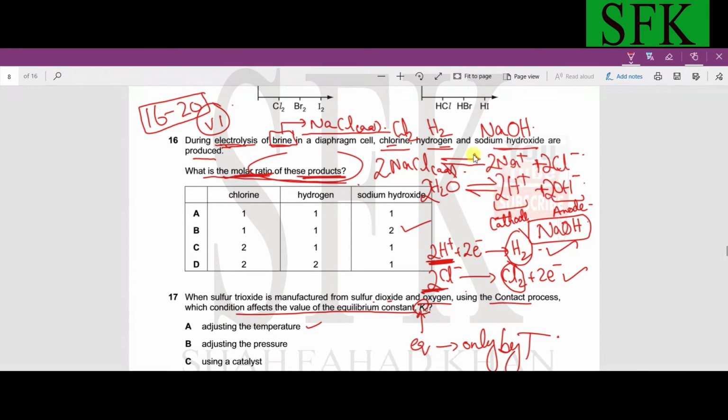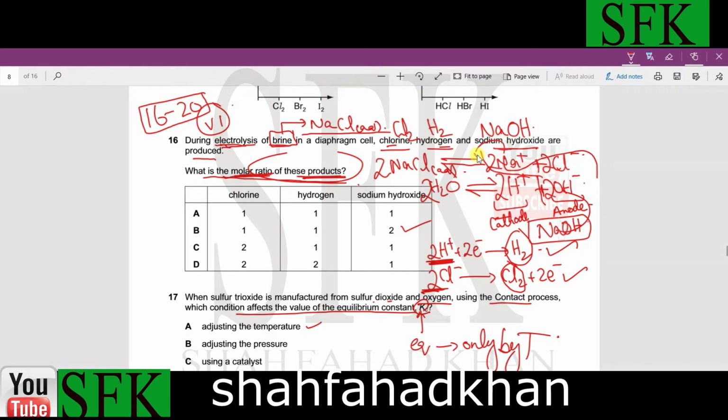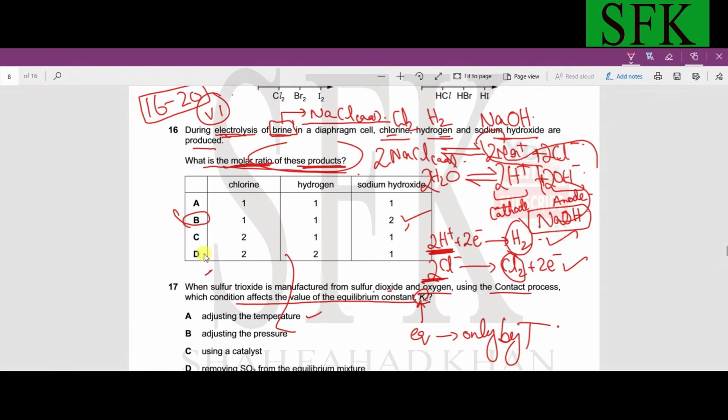So this means we are getting 2 moles of NaOH solution. 2 moles of NaOH are being produced in addition to 1 mole of hydrogen gas and 1 mole of chlorine gas. So 1 mole of hydrogen, 1 mole of chlorine, and 2 moles of NaOH. So B is the correct answer. Now let's move on to the next question.